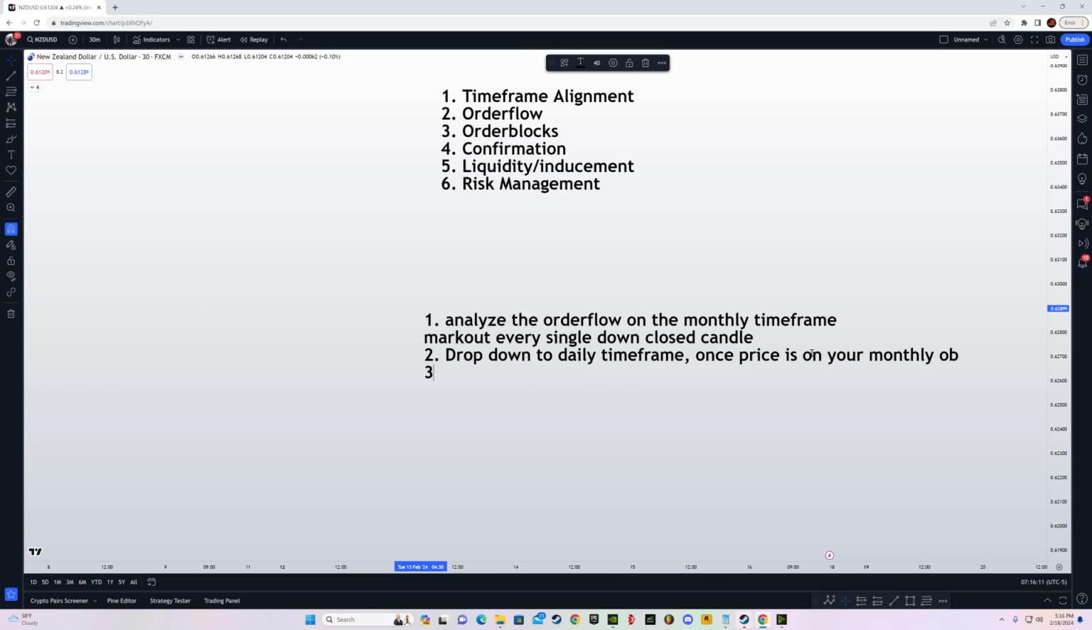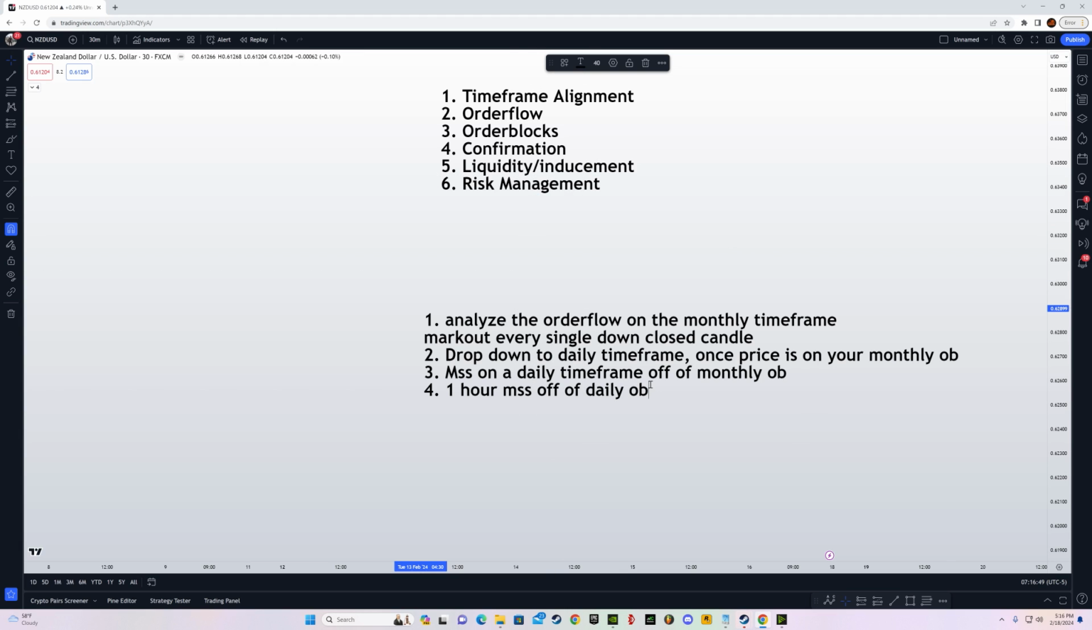And after that, all you have to do is look for a market structure shift. So market structure shift on a daily time frame off of monthly OB. Now once you get the market structure shift on the daily time frame, you are marking out the daily order block that forms right after market structure shift, and then you wait for price to come into that daily order block. And our final confirmation, number 4, we're going to look for one last confirmation, and that's going to be 1 hour market structure shift off of daily order block.